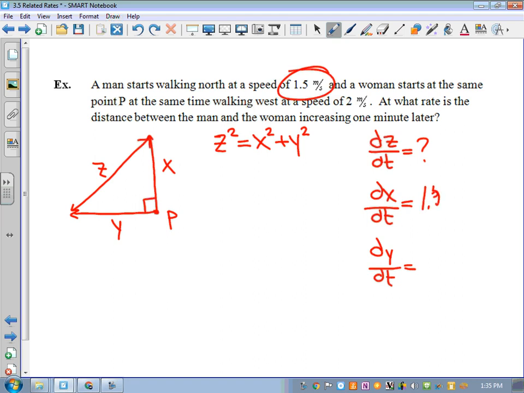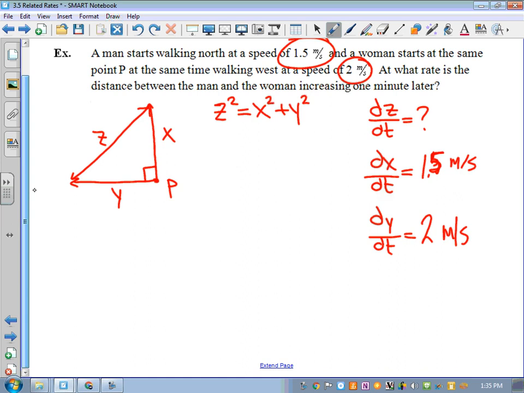Whereas the woman is walking to the west at a speed of 2. So this is going to be 2 meters per second. Both of those are increasing. From those pieces of information, what we can do is take the derivative. Now, when I take the derivative with respect to time on both sides, I get 2 times z times dz over dt is equal to 2 times x times dx over dt.